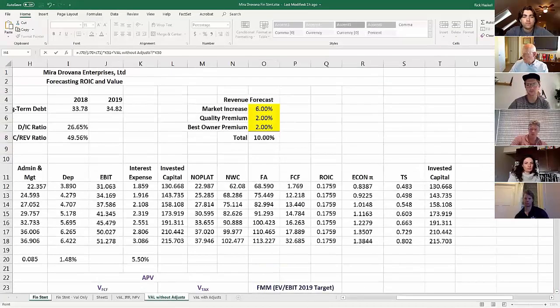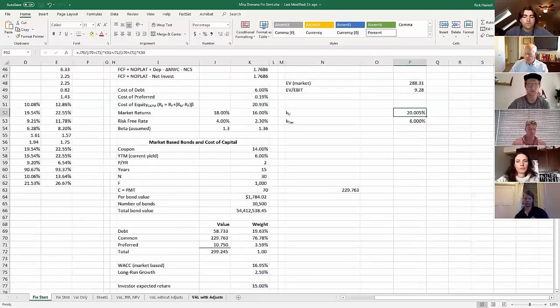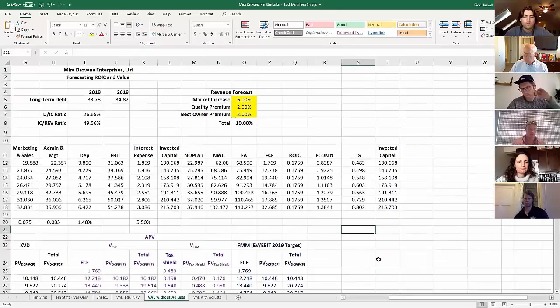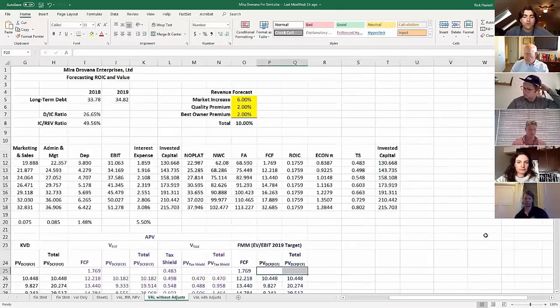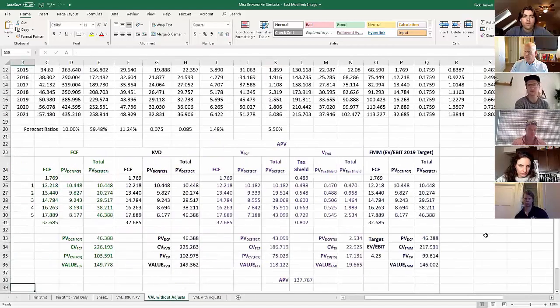And you'll see how I've got this set up. Excuse me as I monkey around with my screen. I apologize. You'll see how we've got this set up.